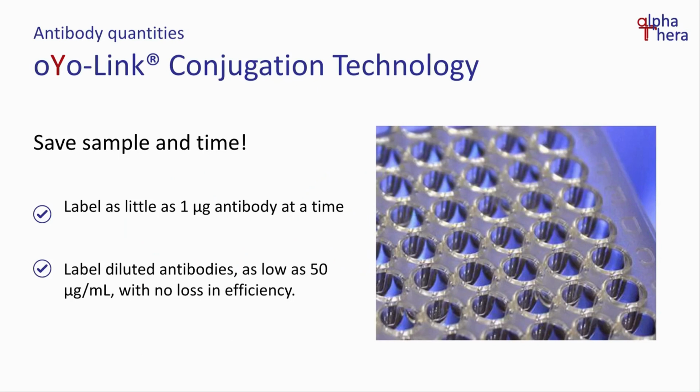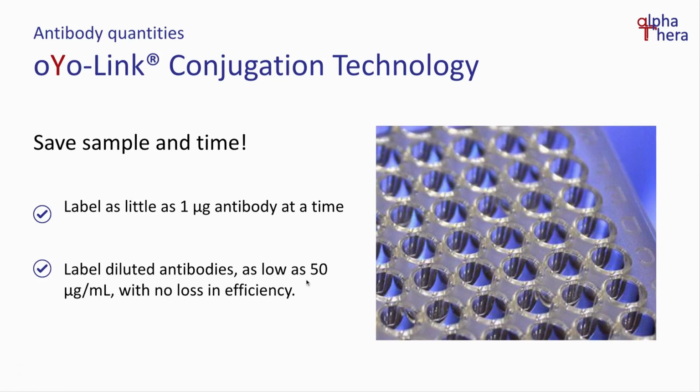The high affinity interaction also allows conjugations to be performed with very little antibody and very dilute stock solutions. As little as 1 microgram of antibody can be labeled at a time. This is especially valuable if you would like to check the conjugation efficiency via SDS-PAGE before labeling an entire stock of your precious antibody sample.